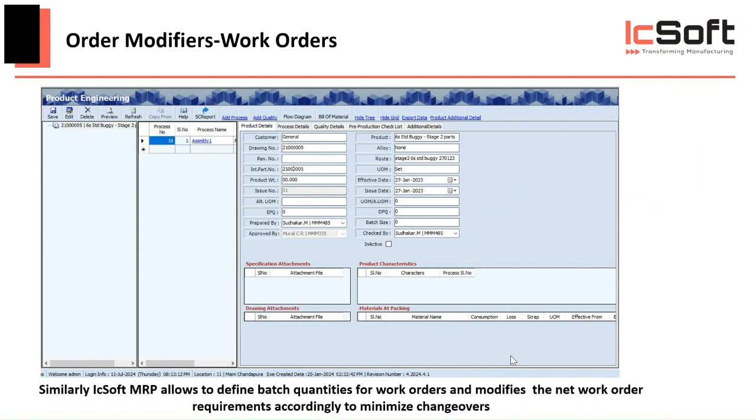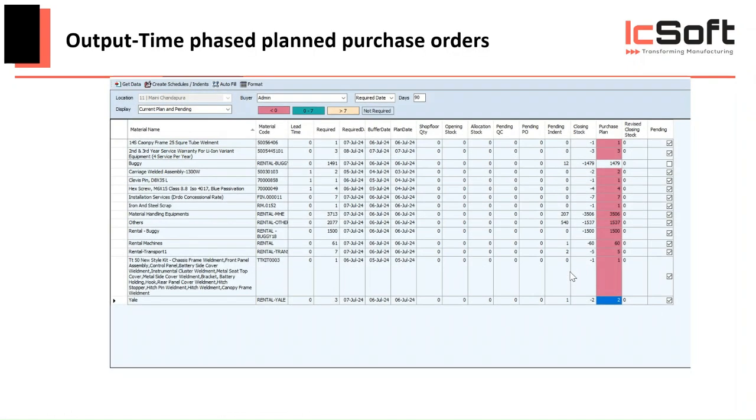For example, we could have batch quantities which could be either a fixed quantity or which could be above a certain quantity. So these could be defined as batch size here, and the net work order requirements are modified accordingly. This is a very powerful feature as it minimizes the changeovers by defining optimal batch sizes. The next step is to generate the output.